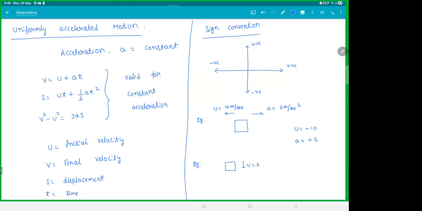Let's say the body is going down with 2 and acceleration is 1. Same thing. In the formula, you have to put u is minus 2 and a is equal to minus 1. We will stick to one convention, okay? You can actually take down also positive, anything as positive, but let's stick to one convention. Don't get confused. So we'll always take up positive, down negative, right positive, left negative. Clear with this?